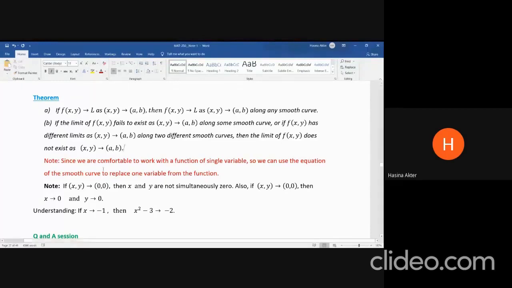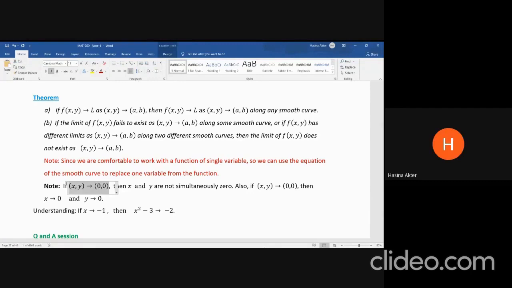Okay. Now let's try to understand this notation. Limit means approximation but not equal. So when I say that (x,y) approaches (0,0), that means the point (x,y) is close to (0,0) but not equal to (0,0), not the same point. This is the concept of limit. We understand that, right? Yes, miss. And that means if (x,y) is close to (0,0), then x and y are not simultaneously 0, because (x,y) is close to (0,0), not the same point.